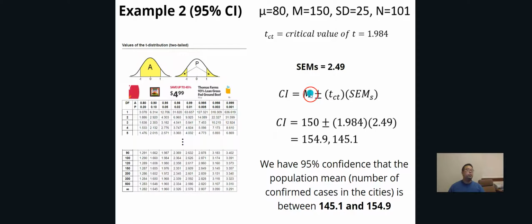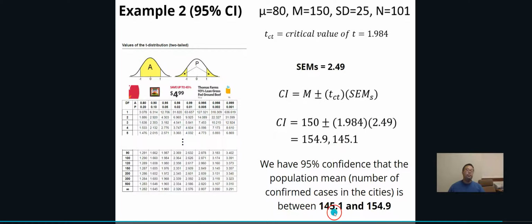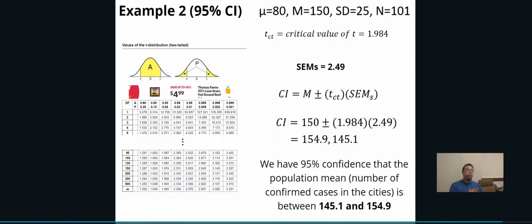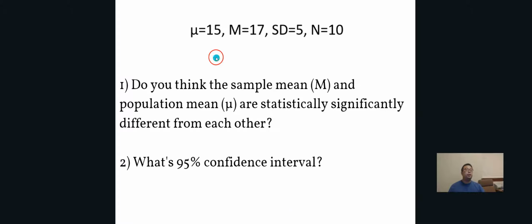So the sample mean is 150 plus or minus 1.984, which is the t-critical, times 2.49 in this calculation. So this range is 145 through 154.9, and we can calculate the range of the confidence interval. Based on this number, we can find a special range which captures the population mean within that range. So this is the example.